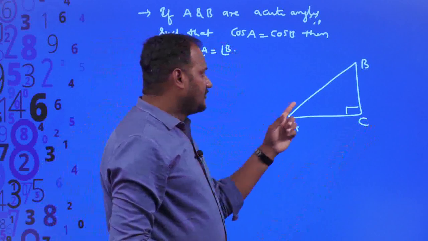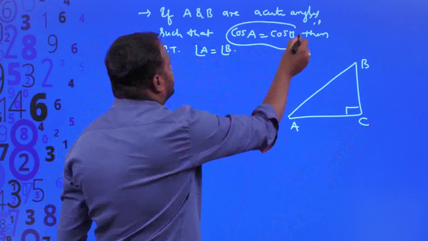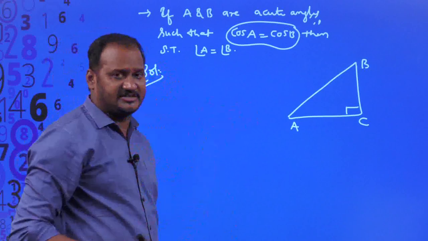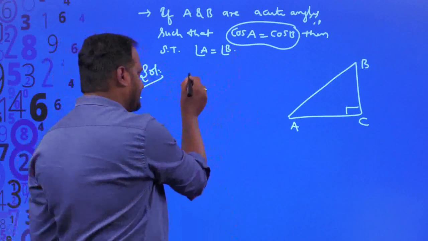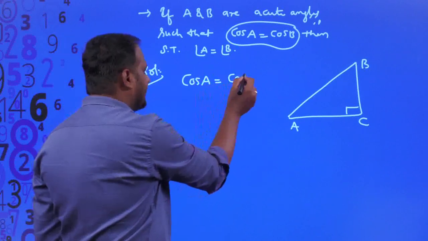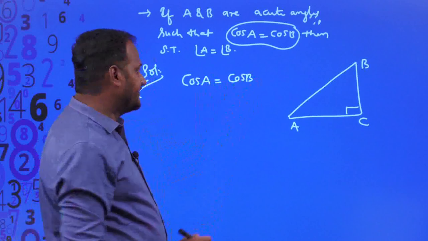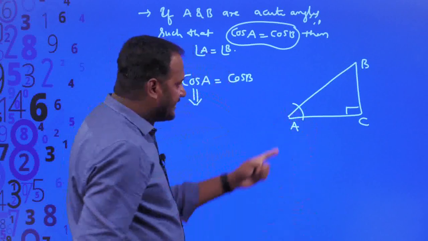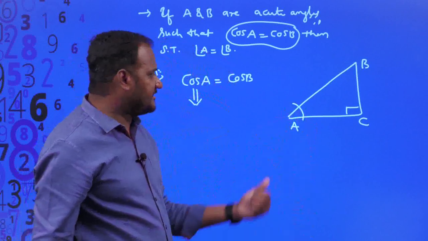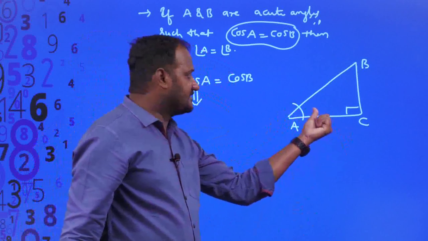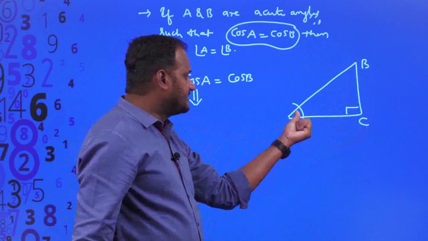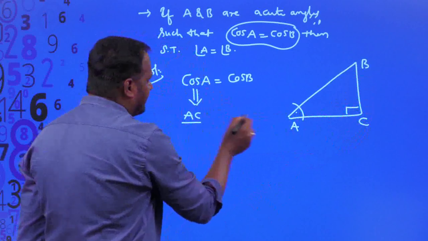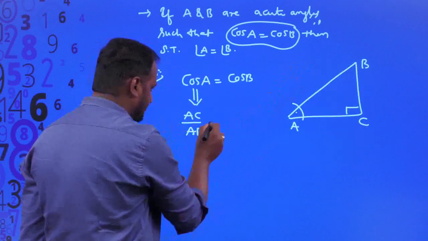Now, what is the information given? Cos A is equal to cos B. You know the definition of cos A as well as the definition of cos B from the right angle triangle. Cos A is equal to cos B, given. What is the definition of cos A? According to this angle A, it is the side adjacent to angle A by the hypotenuse. What is the side adjacent to angle A here? That is AC only, no? Because the side opposite to angle A is BC. Therefore, the side adjacent to angle A is AC. Therefore, cos A is equal to AC divided by the hypotenuse AB.